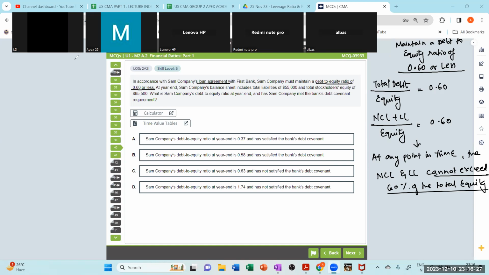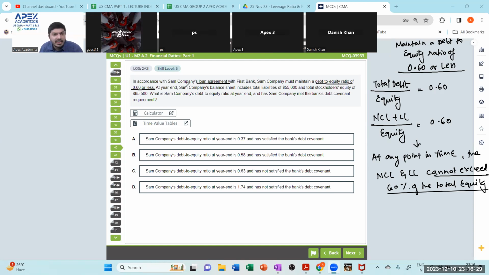Now next, now see what is happening next. At the year end, Sam Company's balance sheet includes total liabilities of $55,000. Total liabilities means non-current liabilities plus current liabilities. And total stockholders equity is $95,500.